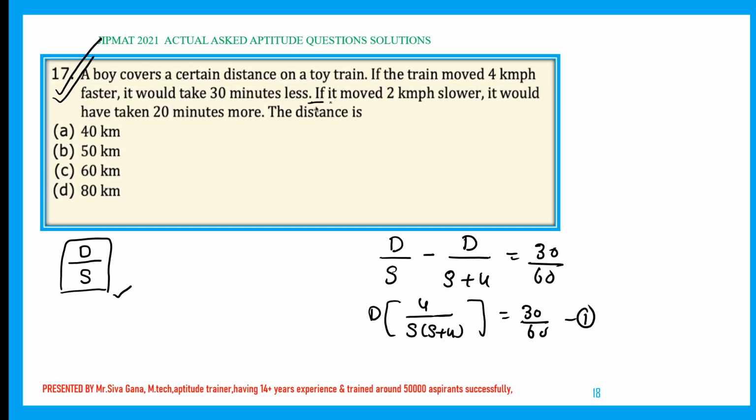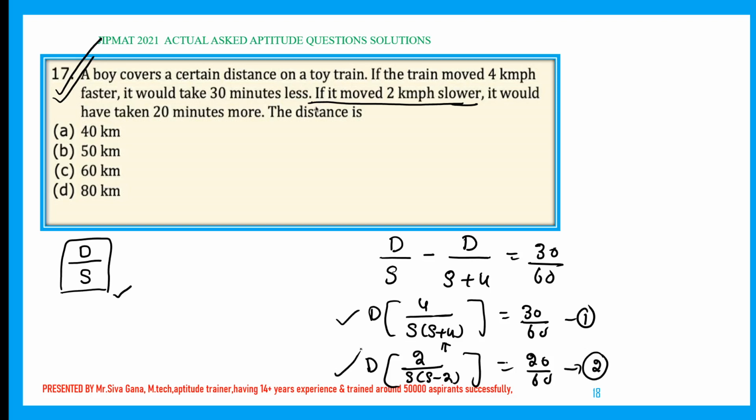Now based on the second, it is slower. Instead of s plus 4, now you will get s minus 2. So similar equation is d divided by, now 2, right? 2 kmph slower, s into s minus 2. This is the equation we get, 20 divided by 60. This is equation 2.